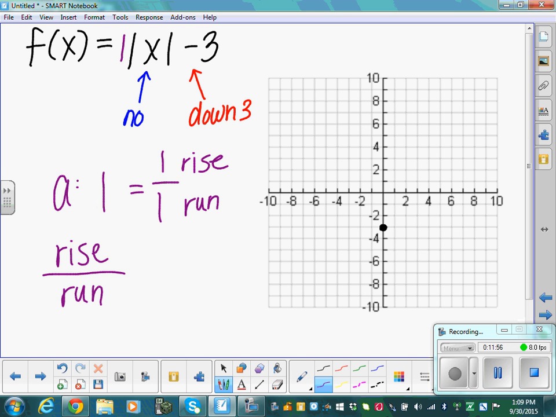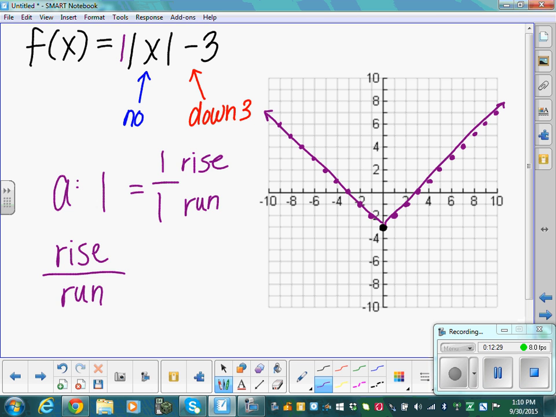From that point, we're going up 1 over 1, up 1 over 1, and continuing that. Now I'm going to do it on the other side, up 1 over 1. These are sharp V's, you got to do both sides. Up 1 over 1, and continuing. Then we'll draw in our sharp V here.